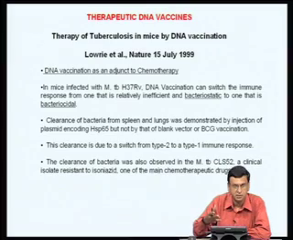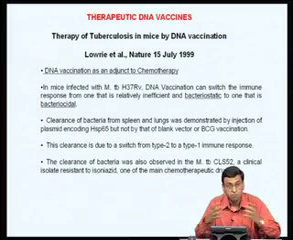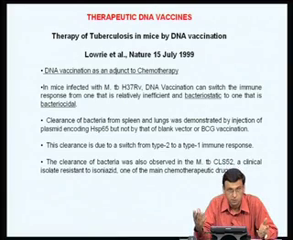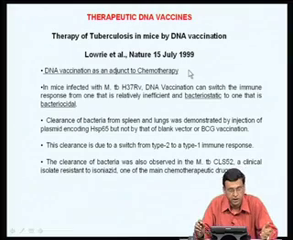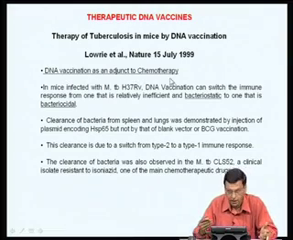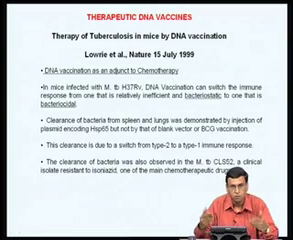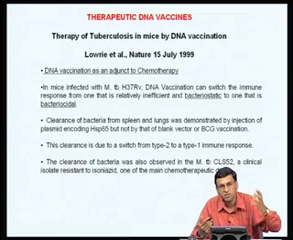Therapeutic DNA vaccines. People thought DNA vaccination in combination with chemotherapy could be used for treating diseases like tuberculosis. Again, a proof of principle paper was published in Nature in 1999, DNA vaccination as an adjunct to chemotherapy. Again, I will not go into the details, but what this tells you is the excitement that was generated by this very simple and versatile technique.